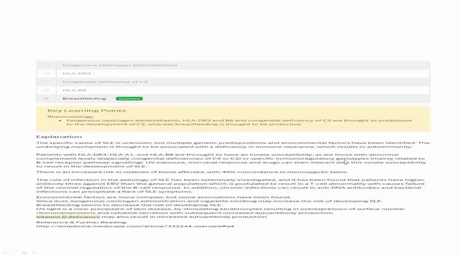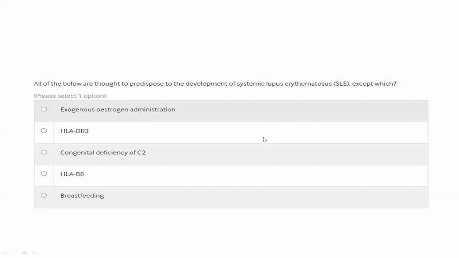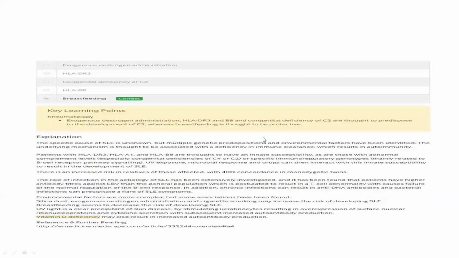Let's see. So it's breastfeeding. Exogenous estrogen administration, HLA-DR3 and B8, and congenital deficiency of C2 are thought to predispose to the development of SLE, whereas breastfeeding is thought to be protective. So breastfeeding is protective for SLE. The others are the predisposing factors.